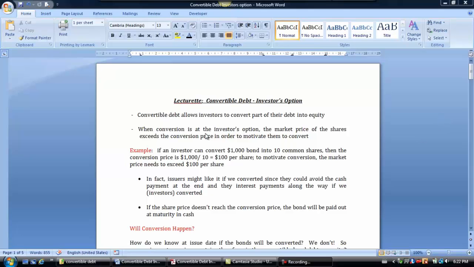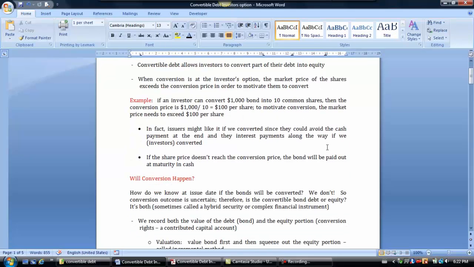But first of all, just a few notes. When conversion is at the investor's option, the market price of the shares needs to exceed the conversion price in order to motivate them to convert, obviously. Otherwise, why would they convert? So just to give you an example, say an investor has a $1,000 bond, and each $1,000 bond is convertible into 10 common shares. Then the conversion price is really $100 a share, right?